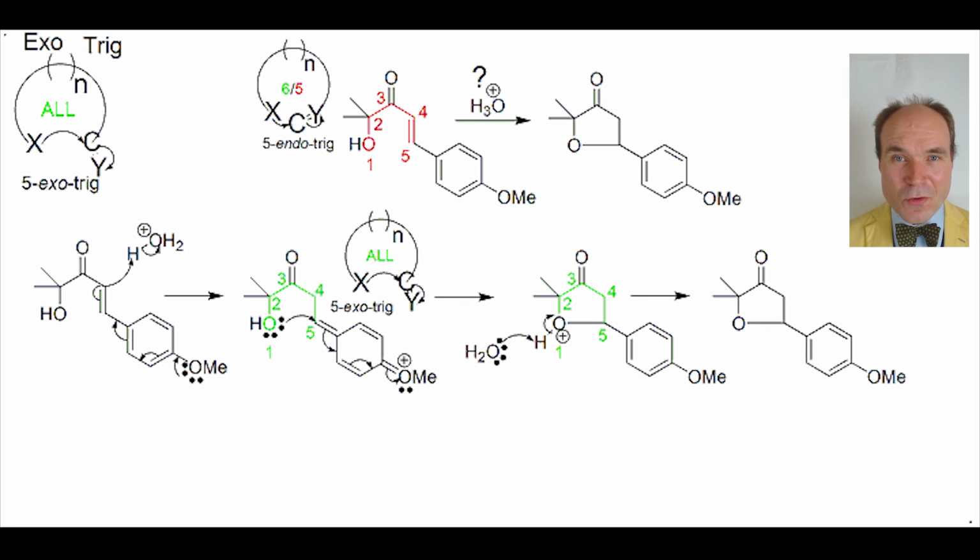But what really happens here is 5-exo trig. And we know from Baldwin's rules that this is a favored reaction. Just goes to show you that Baldwin's rules can be very helpful to tell you to be cautious in some cases. Sometimes it's not the obvious thing that does actually happen.